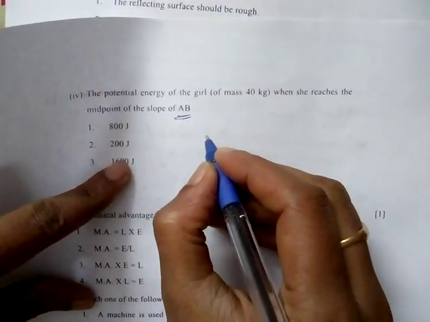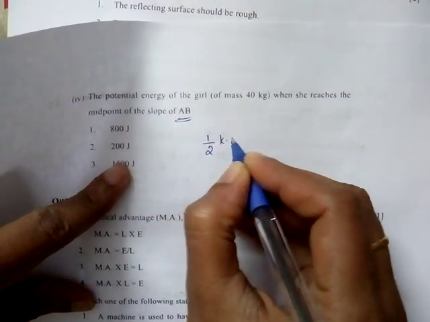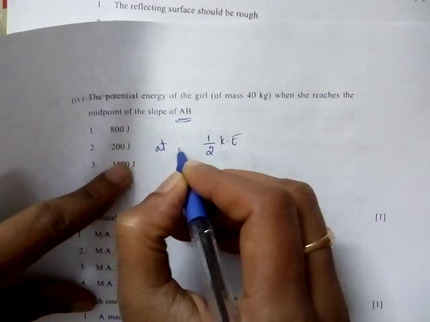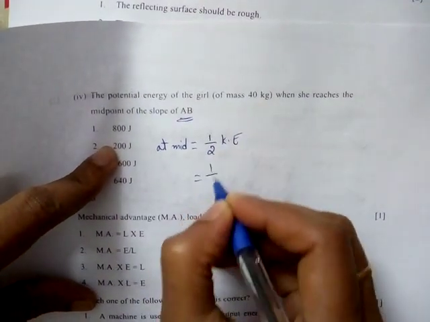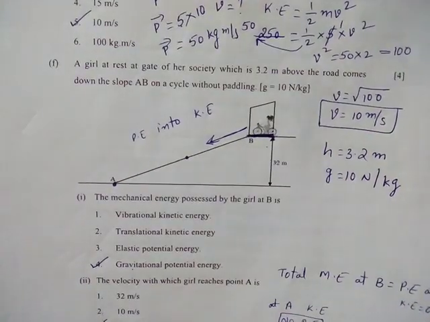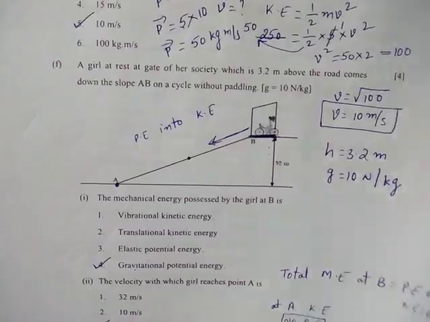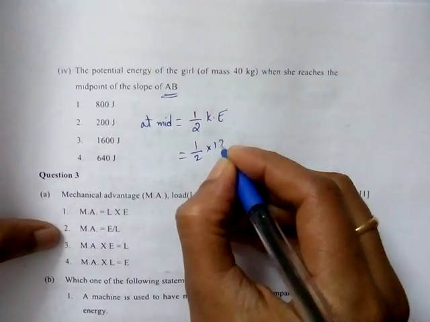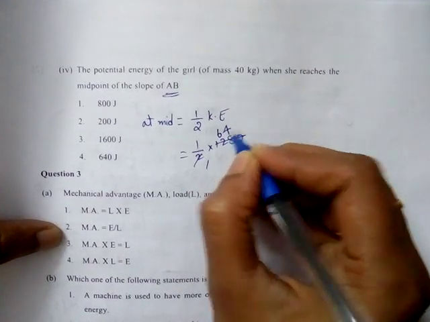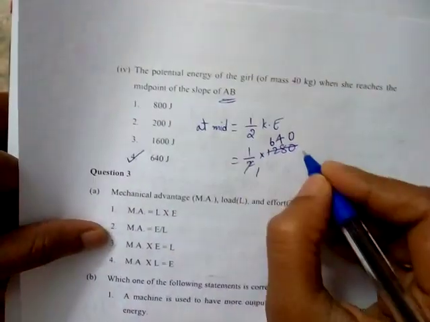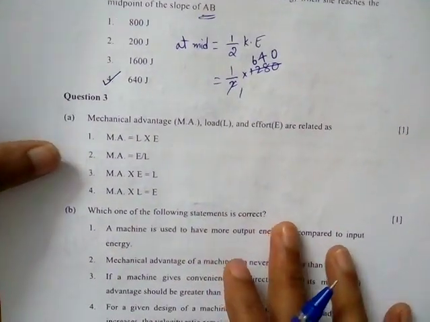So we just need to find half of kinetic energy at midpoint. So half into what is kinetic energy value she has? 1280 joule. So 2 ones are 2, 6, 2, 4. So 640 joule is the answer at midpoint.